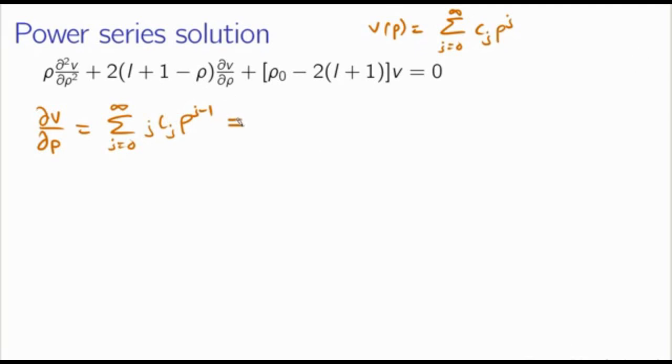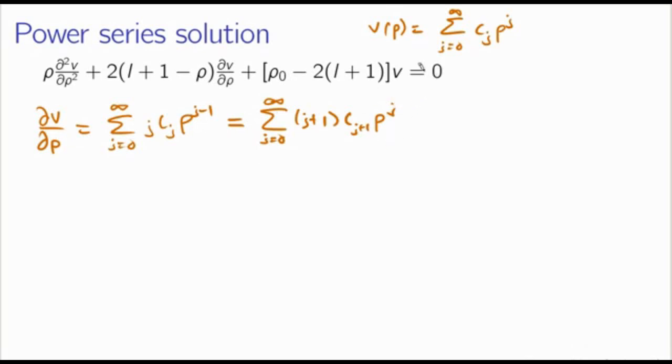I can also rewrite this, relabeling the index of the sum, essentially replacing j with j plus 1 everywhere here and replacing j with j minus 1 in the limits of the sum. What you end up with under those circumstances is the sum from j equals 0 to infinity contains the only relevant terms, j plus 1 times c sub j plus 1 times rho to the j. I'm rewriting the sum here because it's useful to have an expression for the first derivative of v that I can use that has a rho to the j in it.